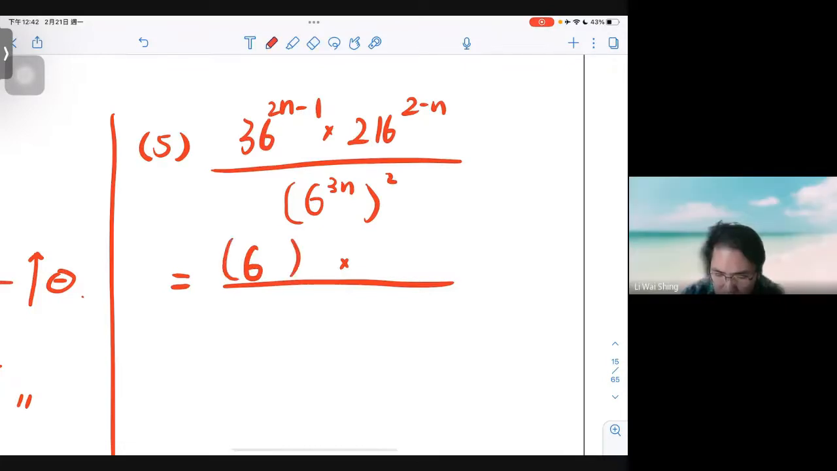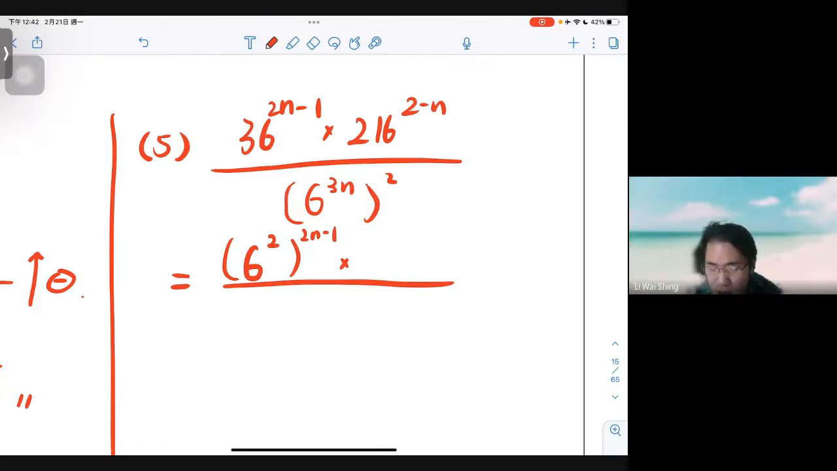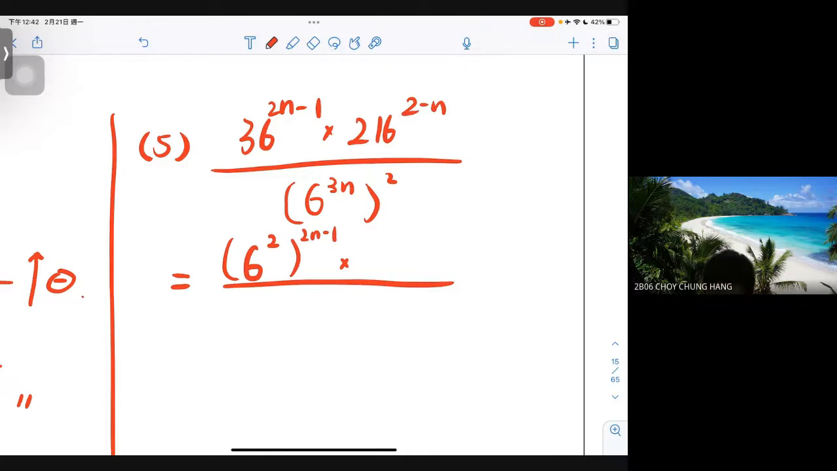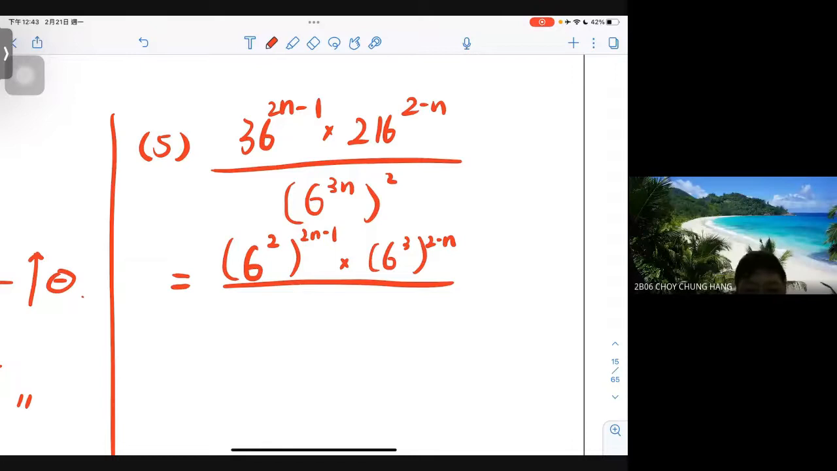Okay, 6 to the power of what equals 36? It should be 2. Oh, all right. The next one: 6 to the power of what equals 216? 6 to the power of 3. Yes. And then the denominator, what will it be?